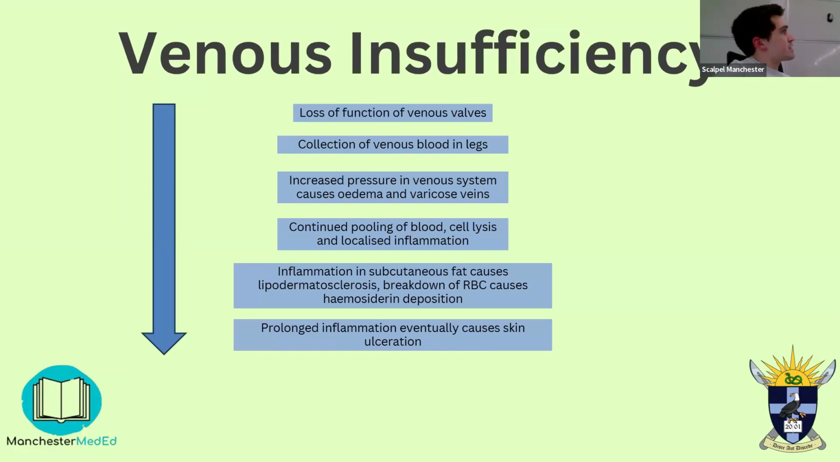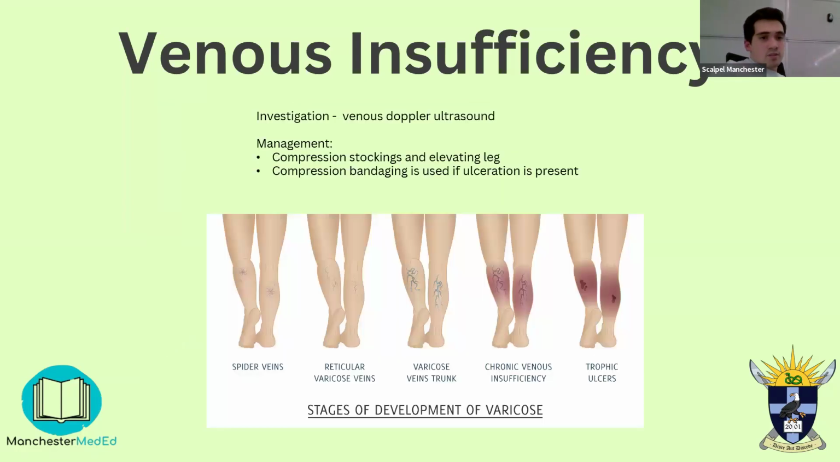And this continued inflammation will eventually lead to ulceration. And this is how you get those venous ulcers that we saw earlier. So what do you do? Well, if you want to investigate, you do a venous Doppler ultrasound, and you can also do a venous duplex ultrasound. Ultrasound, that's what you do for the veins, basically.